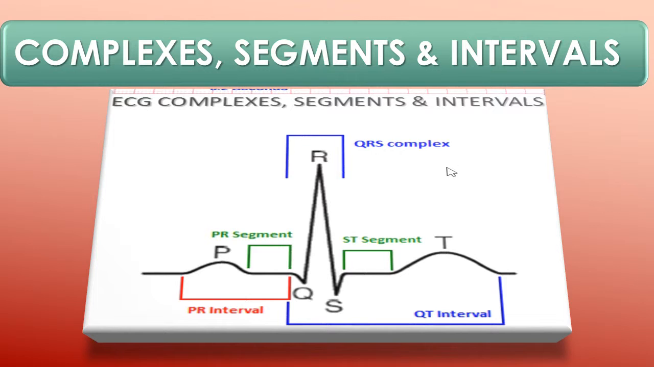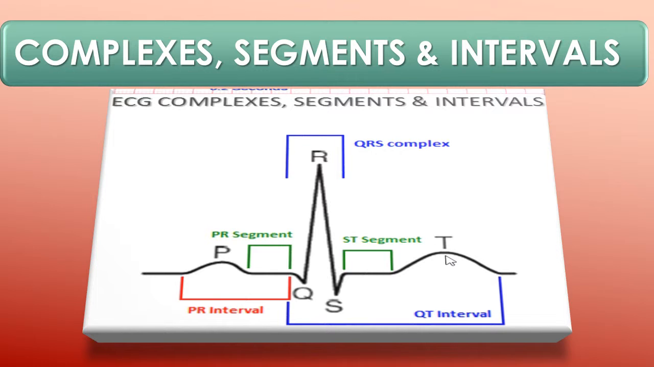The next complex I want to talk about is the T wave. The T wave follows the ST segment here. It represents ventricular repolarization. It usually is positive and rounded and a little asymmetrical.